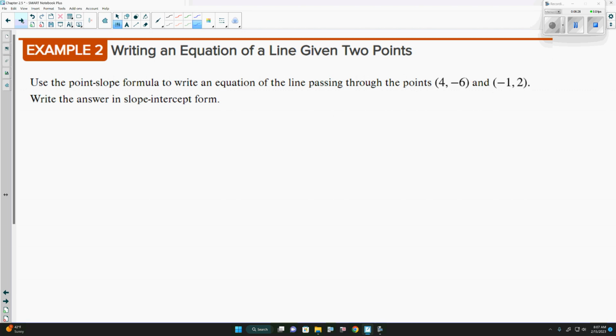Use the point slope formula to write an equation of a line passing through the points 4, negative 6, and negative 1, 2, and write the answer in slope-intercept form. Now, we didn't talk about two-point form. There is a two-point form equation of a line. However, I don't like it. It's not that there's anything intuitively wrong with it. I will show you what it is. Most likely, y'all won't like it as much, because it does look very similar to point slope, except we don't use m for slope.